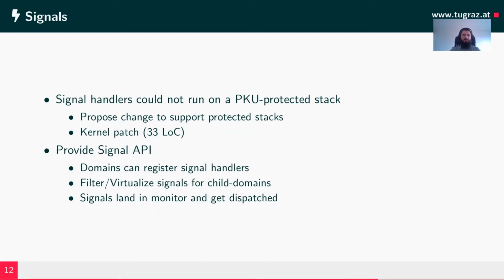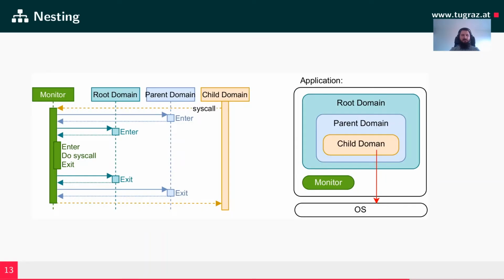Now let's move on to signals. Previously, I mentioned signal handlers could not be used securely in a PKU sandbox because they could not run on protected stacks. So we propose a small kernel patch to change this behavior. And we provide an API such that domains can register syscall handlers and filter or virtualize signals for child domains. For nesting, we allow parent domains to run filter code before and after syscall. If there are more nesting layers, the syscalls are handled as shown here.